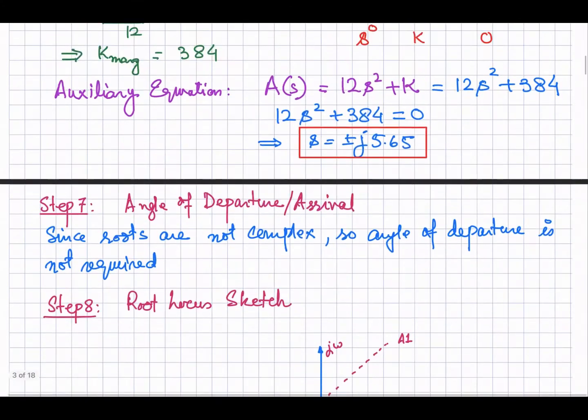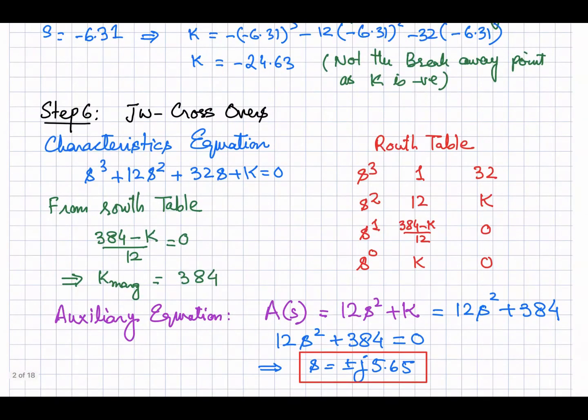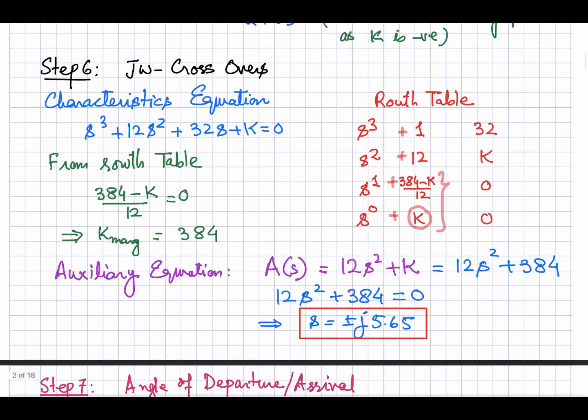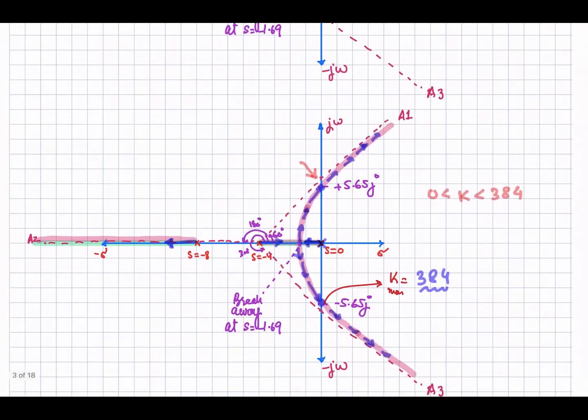So the minimum value of k is 0, because if this k becomes 0, this whole row will become 0. So k must be greater than 0 to keep it positive, because according to the Routh table all these signs must be the same. If k is between 0 and 384, these terms will be positive. So the range of k is that it should be above 0 and less than 384, then your system will be stable.